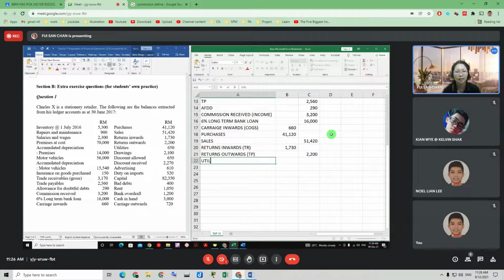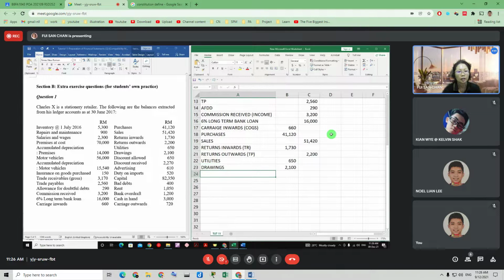Okay, utilities. Debit. It's an expense, so it's debit. How about drawings? Debit or credit? Debit. Drawings will actually reduce your capital. Capital is on the credit, so since drawings reduce your capital, drawings will be on the debit. Always remember, and how do you spell drawings? There is an S at the back.